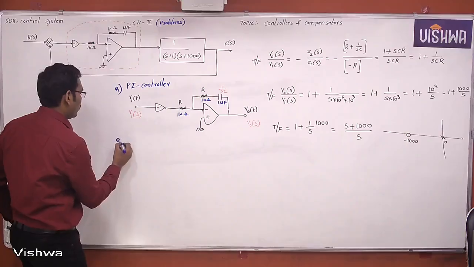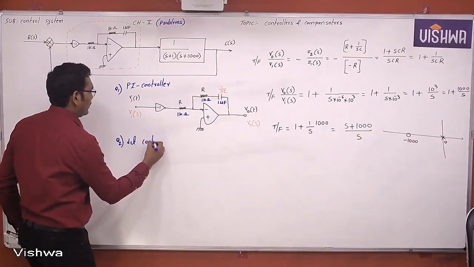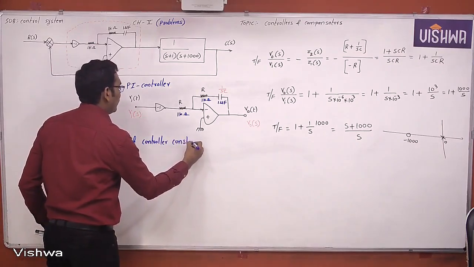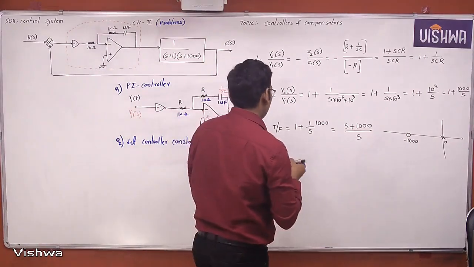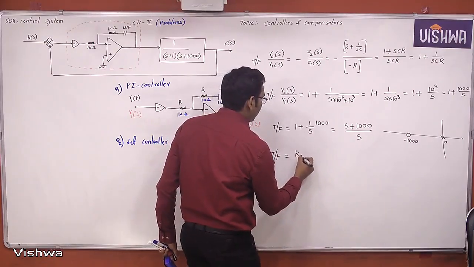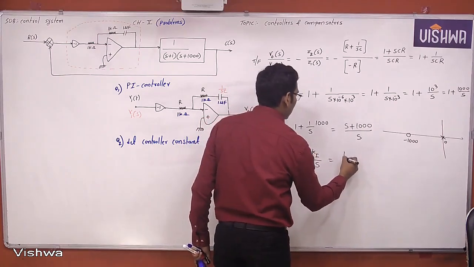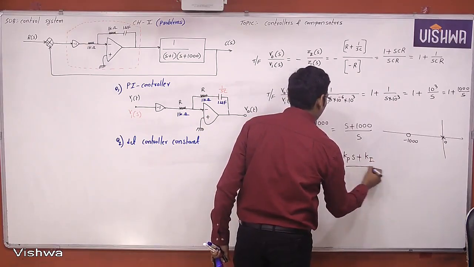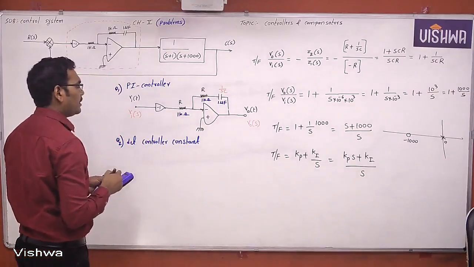Now the question number 2 is: determine the controller constants. Now you tell me what the controller constants are. This is the transfer function. But what is the transfer function? The transfer function is nothing but Kp plus Ki by S, which is equal to Kp into S plus Ki by S. Compare, and find the controller constants.